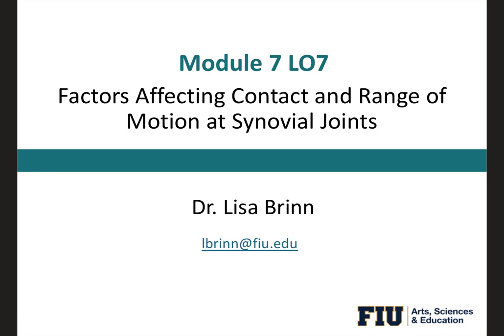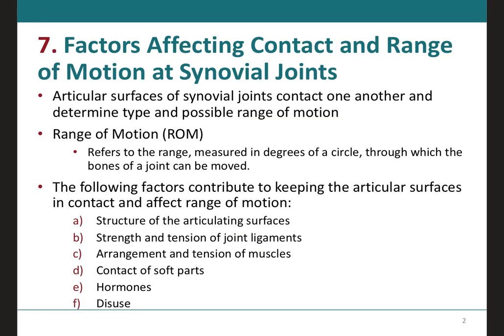And for learning outcome number 7 of module 7, we will be talking about the factors that will affect the contact and the range of motion of these synovial joints. The articular surfaces of the synovial joints are going to contact one another, and this is what's going to determine the type and the possible range of motion.